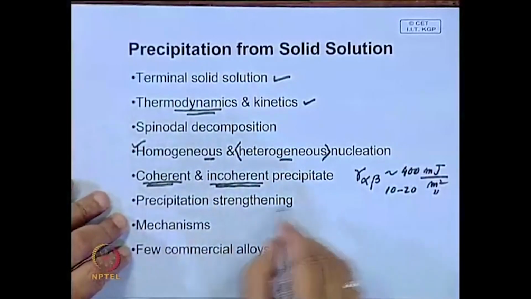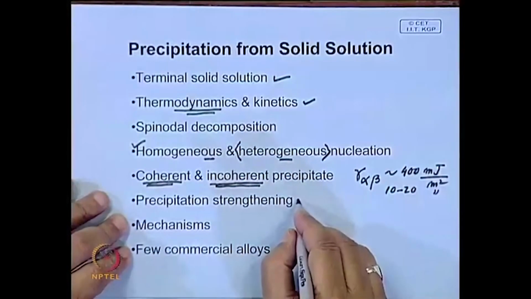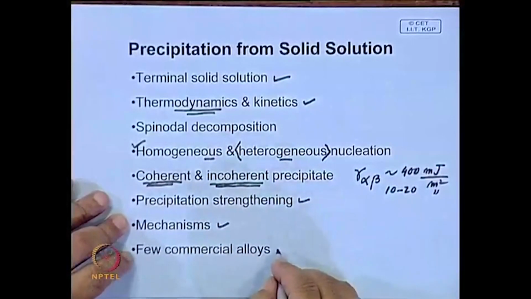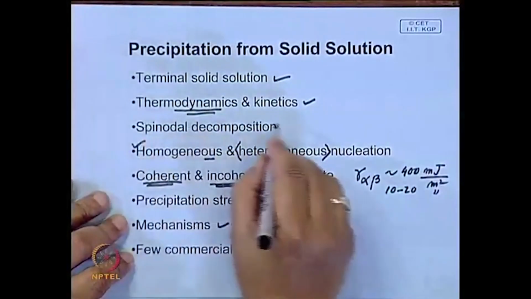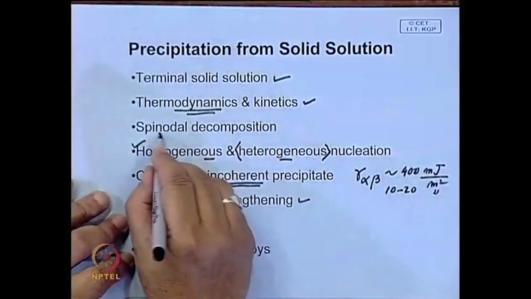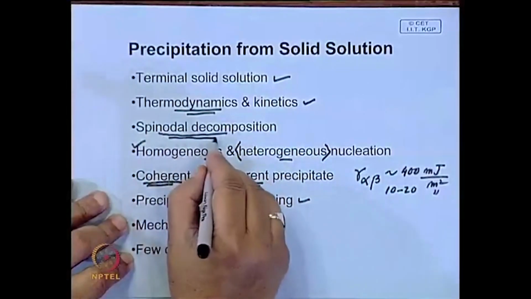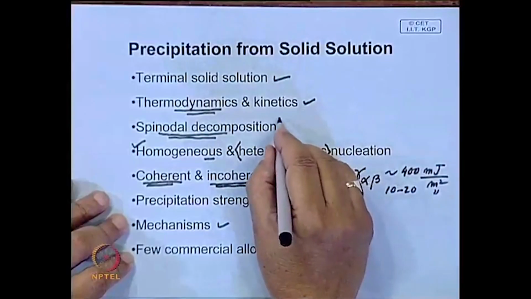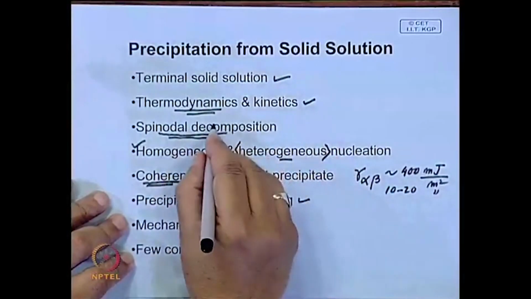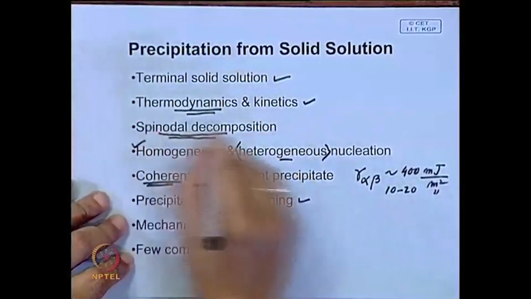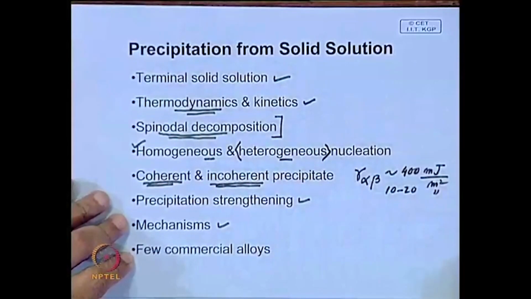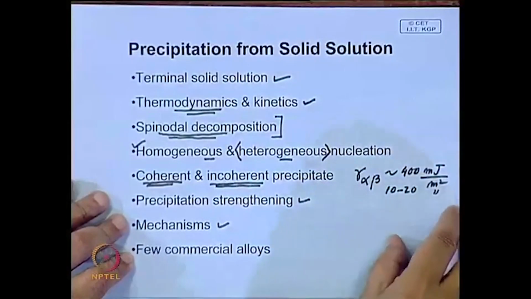And today we will look at precipitation hardening, the mechanism of precipitation hardening, and we will talk about a few commercial alloys, and we will learn about spinodal decomposition. This is also a technique, in certain alloy systems, by which precipitation can take place through a process where you are likely to get uniform precipitate in the matrix.